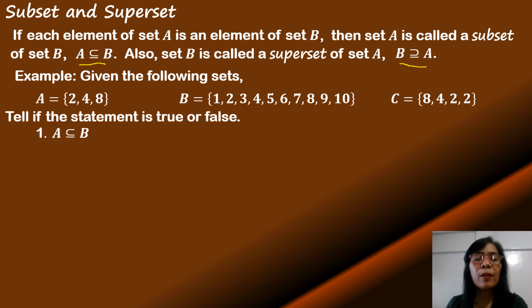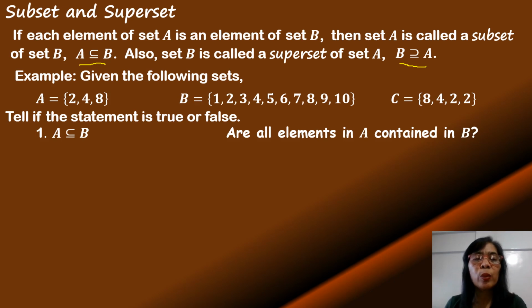To tell if the statement is true or false, all you need to do is simply answer the question: are all elements in A contained in B? So we look at the elements in A, 2, 4, and 8. Are all of these elements found in B? So we have here 2, 4, and 8 are present in B. Therefore, the statement A is a subset of B is true.